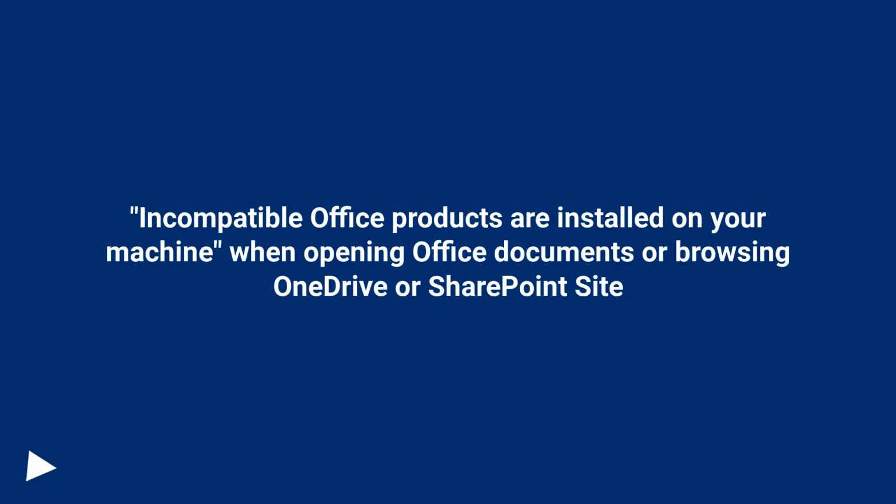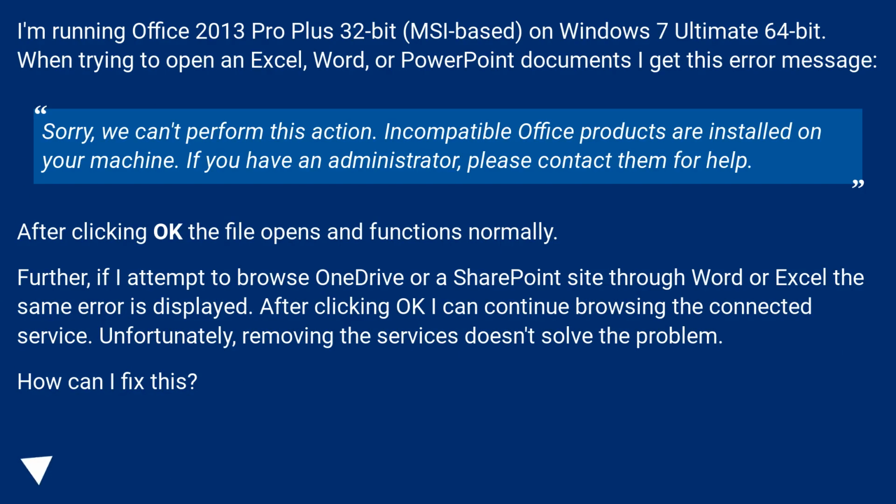Incompatible Office products are installed on your machine when opening Office documents or browsing OneDrive or SharePoint site. I'm running Office 2013 Pro Plus 32-bit, MSI-based, on Windows 7 Ultimate 64-bit. When trying to open an Excel, Word, or PowerPoint document, I get this error message.